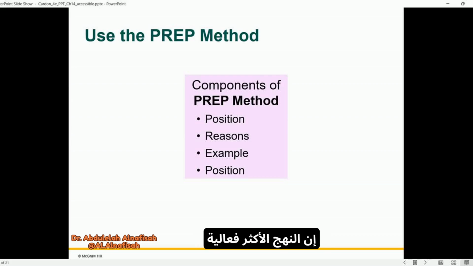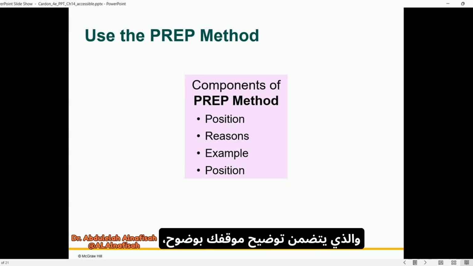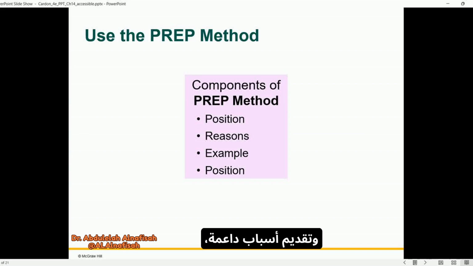A more effective approach is the PREP method, which involves clearly articulating your position, providing supporting reasons, sharing relevant examples or evidence, and then reiterating your position. This structure not only clarifies your message, but also reinforces it, making it easier for the audience to remember your key points. For instance, by observing how one might start and conclude with their main argument, it's clear how this methodology can enhance persuasion and retention in a presentation.